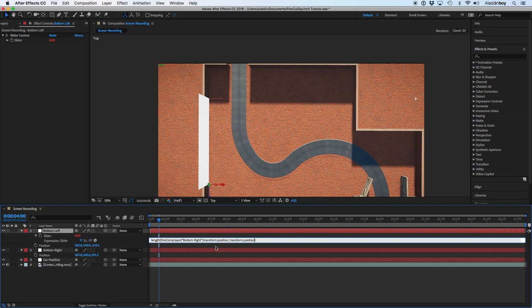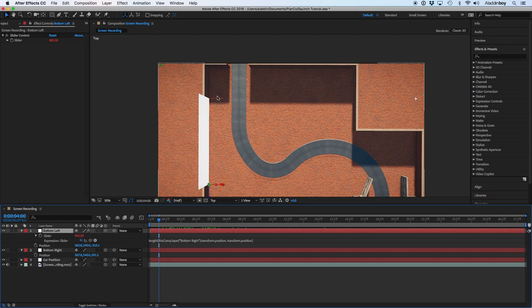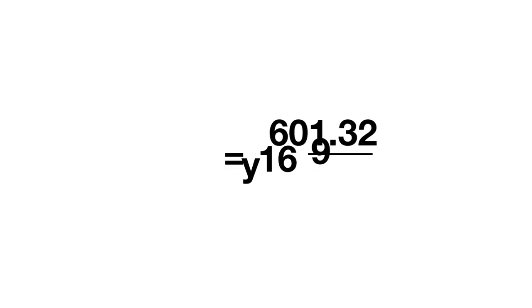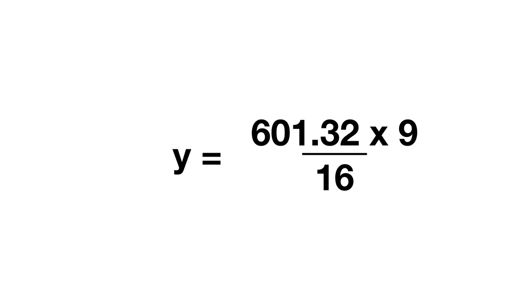Now when we hit enter, this number here, 601.32, is the exact distance in pixels between our two null objects. Now this is useful because we know the in-game dimensions of our screen. It is 16 meters wide by 9 meters tall, 16 by 9. And since we now know that in our screen recording, 16 meters equals 601.32 pixels, we can do some basic math to figure out where we should position our null objects for the top left and top right.